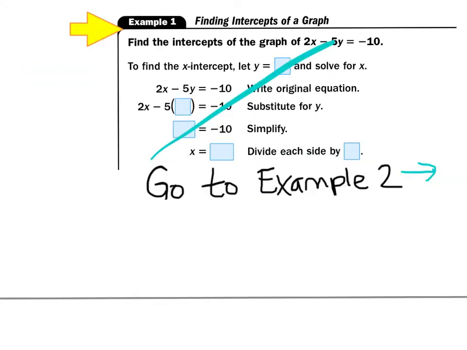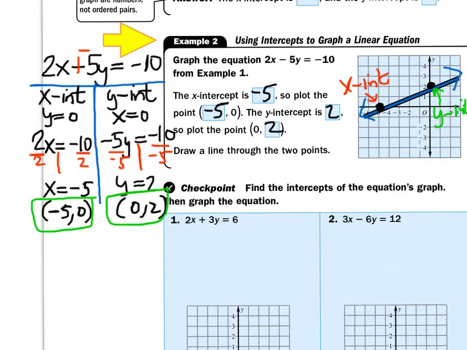Okay, so what I would like you to do with example 1 is I want you to lightly cross it out and then go directly to example 2. That's where I will show all of this work. Okay, so let's take a look at example 2.